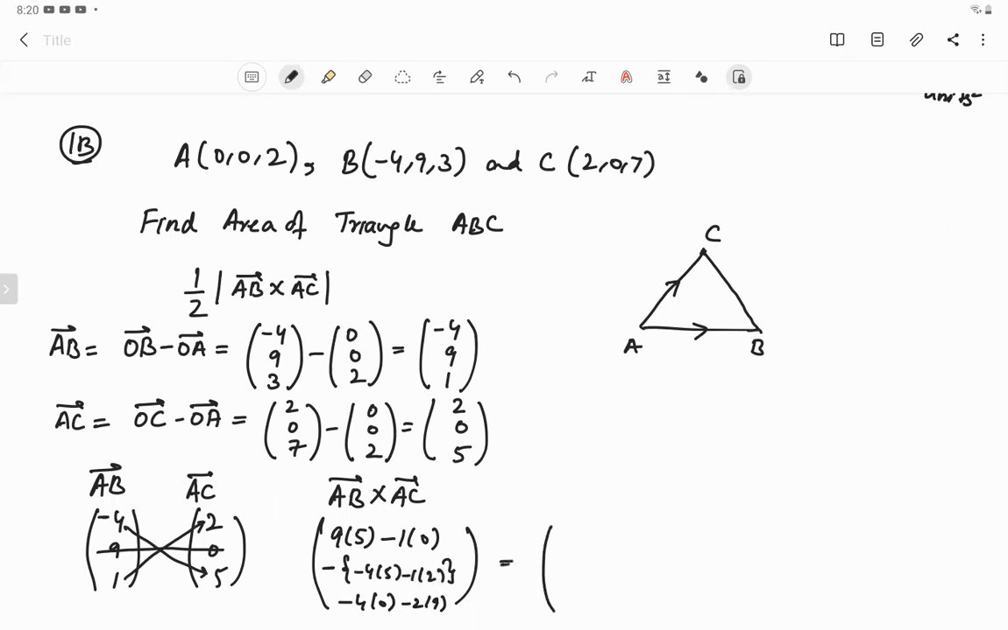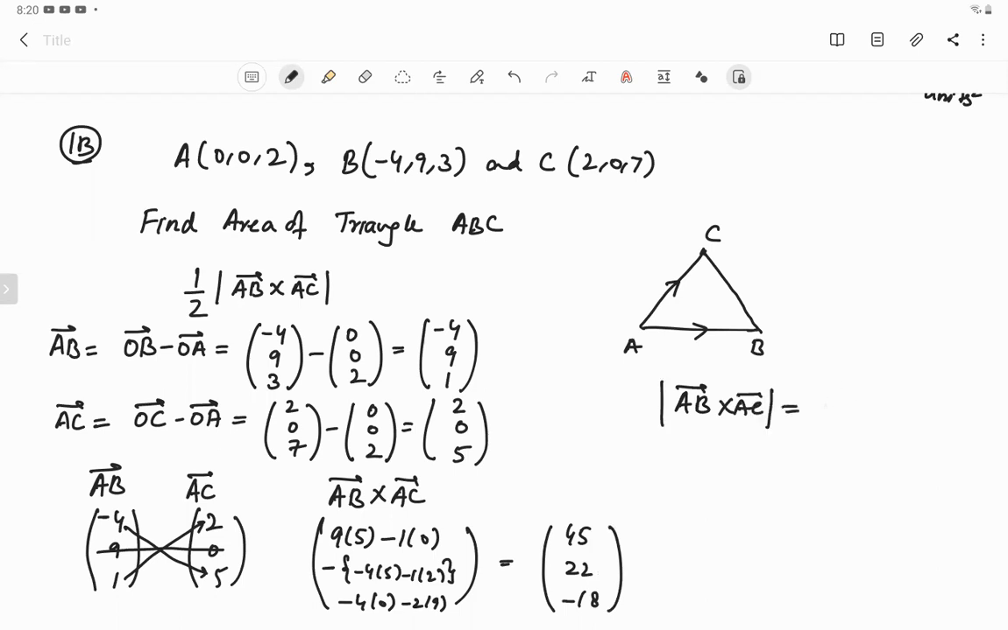And when you simplify it, it's 45 -20 -2 -22 and then 22 with the negative, and it's minus 18. Okay. Now you can calculate the magnitude of AB cross AC.